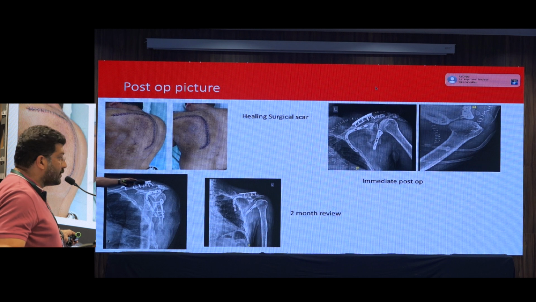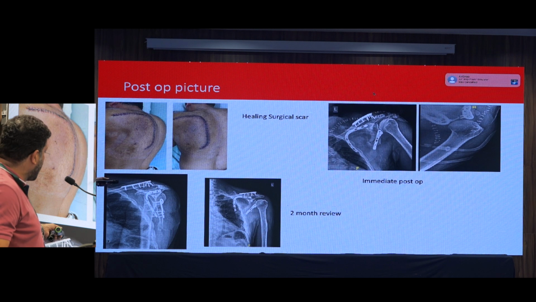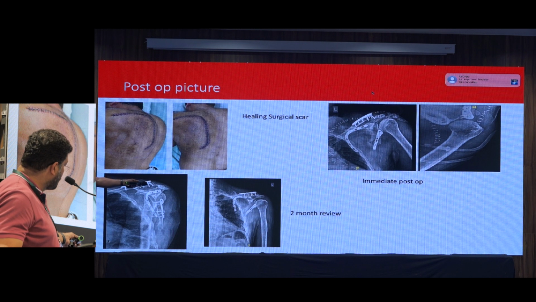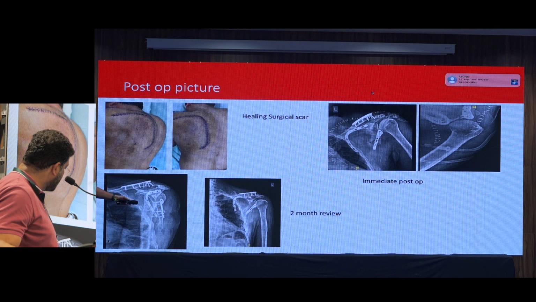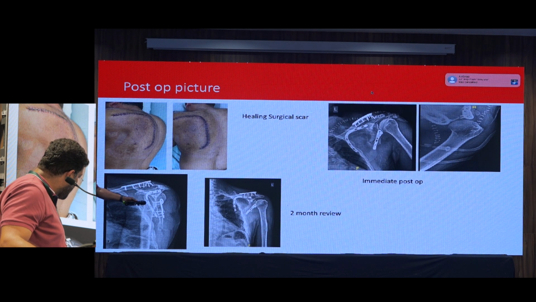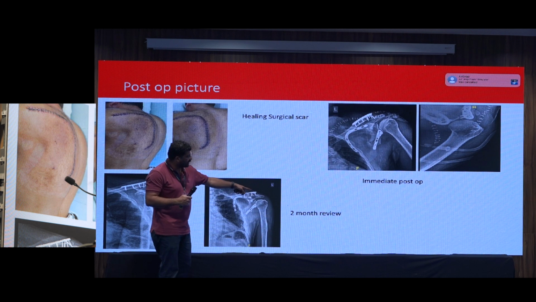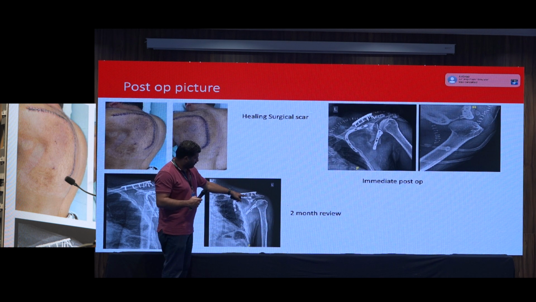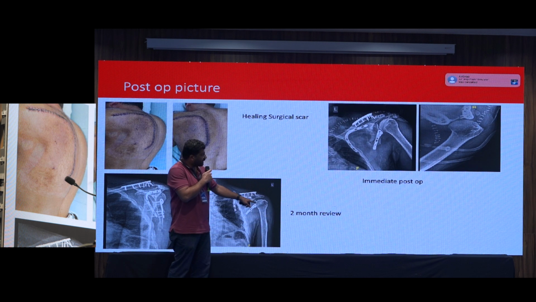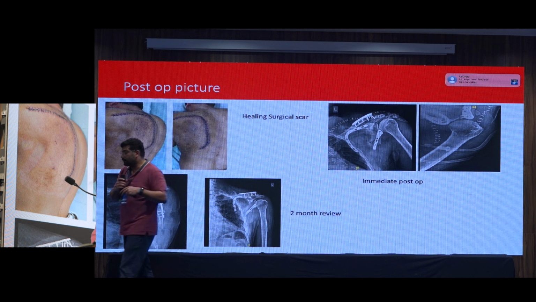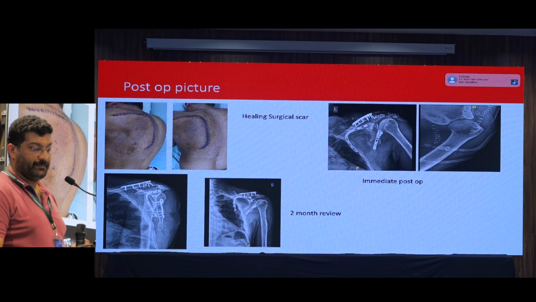This is the plate which is used. It's an anatomically contoured plate for the lateral end of the clavicle. You can see the 2.7 screws. This is the 3.5 screws, and this is the medial border plate, and this is the lateral border plate. So this was a floating shoulder, clavicle lateral, the medial border plate, and the lateral border plate. The immediate post-op and the follow-up X-rays.